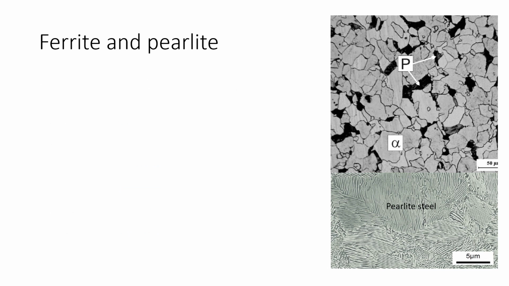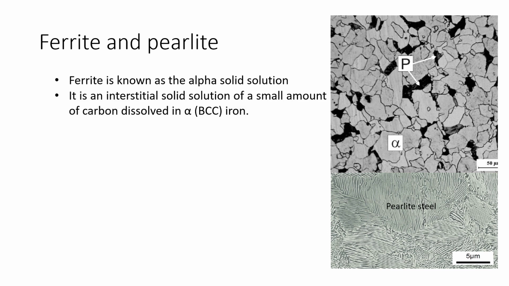Ferrite and pearlite. Ferrite is known as alpha solid solution. It is an interstitial solid solution of small amount of carbon dissolved in alpha BCC iron. This is the ferrite. This region is called a ferrite, the alpha solid solution.